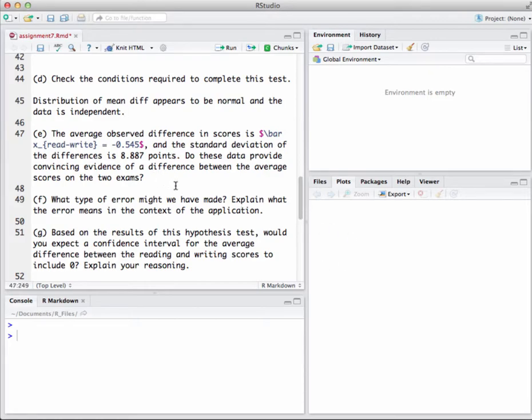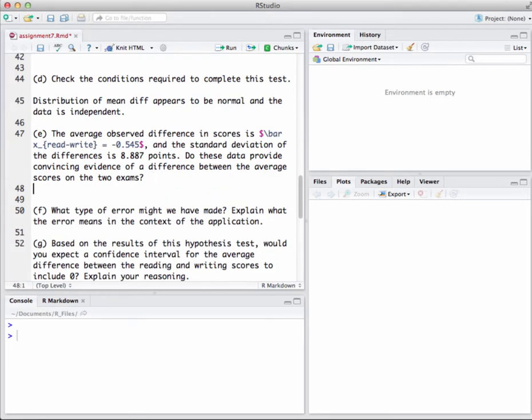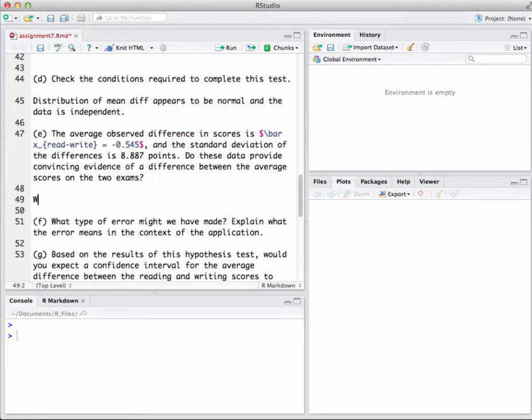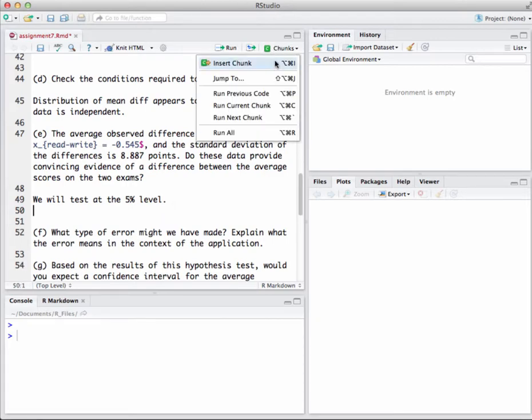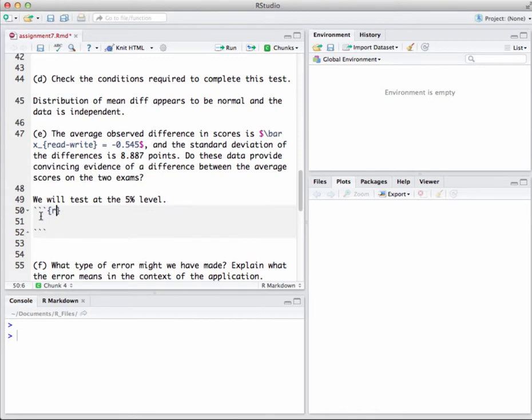And we're going to go ahead and, even though they didn't ask us to do that, we're going to say we're going to test at the 5% level. So we'll start off our sentence here saying we will test at the 5% level, because basically what we're doing is we're telling everybody what our decision rule is. Okay, so we're using the 5% level of significance, and now we want to calculate the p-value and our test statistic. We're going to do that by inserting a chunk. We're going to let R do the work for us now.